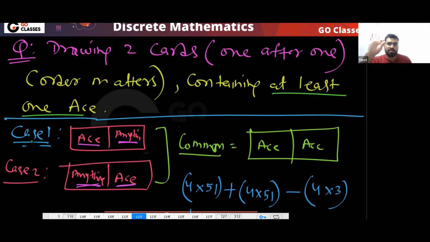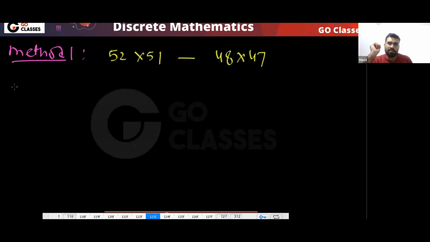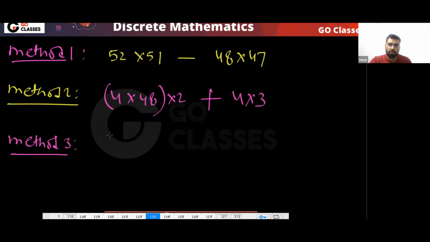Can you check the 3 methods we have seen? For the same question, we have seen 3 methods. What answer did method 1 give us? I think we got this answer, minus 48 into 47. Method 2 is giving us this answer: 4 into 48 into 2, plus 4 into 3. And method 3 is giving us this answer. So 3 methods we have seen for the same question.